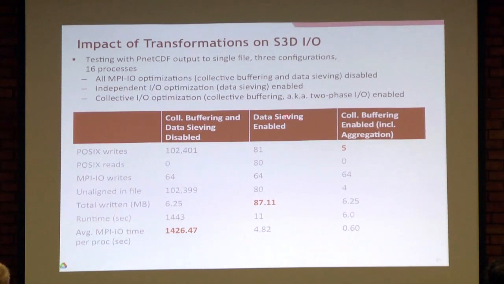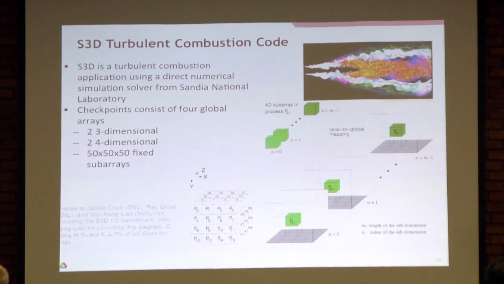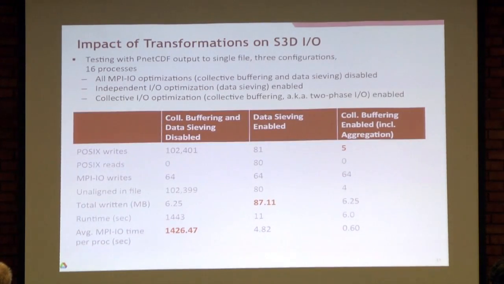So this was just data sieving. So now we turn on the two-phase. Two-phase converts this into 5 POSIX writes total for the entire system. And that corresponds to these arrays plus, I believe, some header information. So we got basically a write per array plus some header. No reads. We had to do a bunch of reads over here. I didn't mention that, but of course we did. 64 writes get converted into 5. 64 writes from the application got converted into 1 big write.